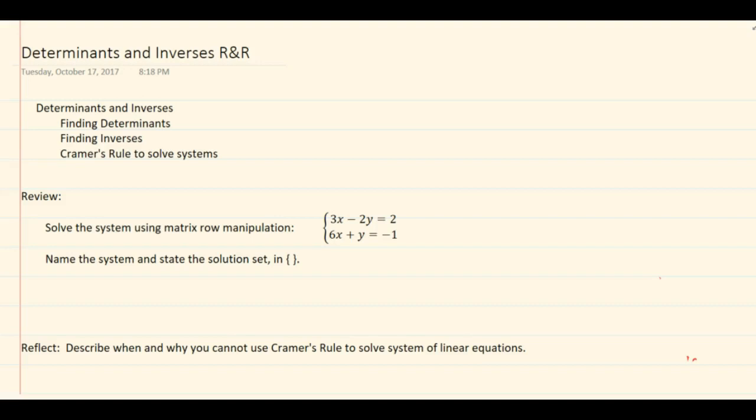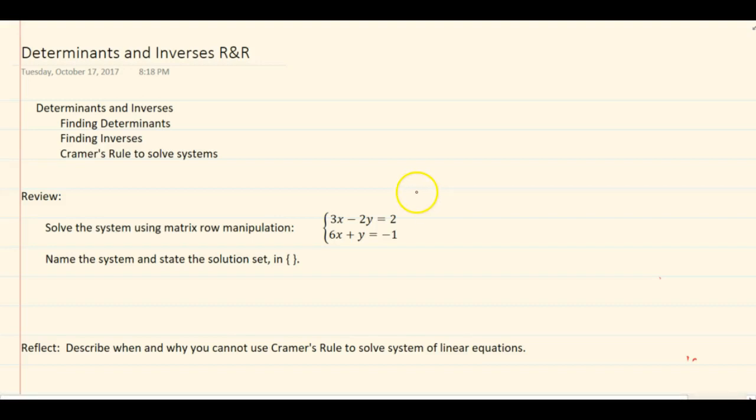You may have this already pre-printed, or you can write this down. You may want to pause the video here so you can both work on the review as well as write down or reflect. After today's lecture, you should be able to describe when and why you cannot use Cramer's rule to solve systems of linear equations. Again, you might want to pause the video here to do that. Otherwise, I'm going to go on ahead and solve the review.